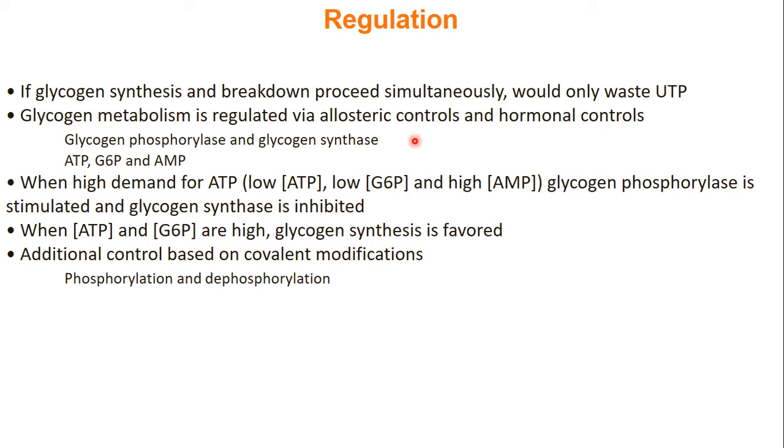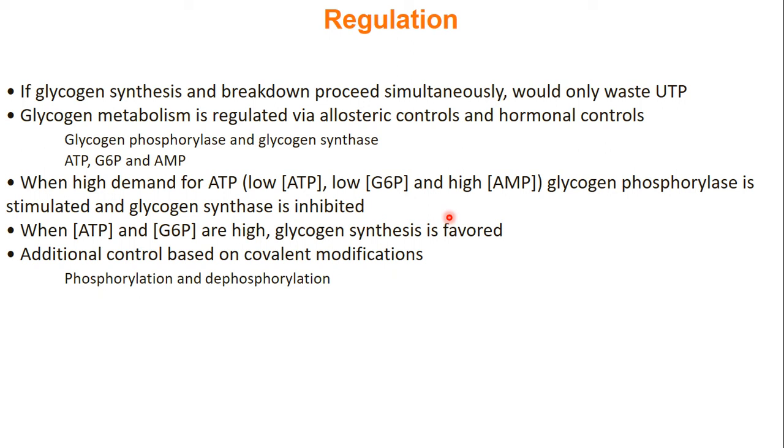Glycogen phosphorylase and glycogen synthase are going to be our main targets, and ATP, G6P, and AMP are going to be our allosteric regulators. Just for an example of how this works, when demand for ATP is high, which means in your cell you have low ATP concentration, low glucose 6-phosphate concentration, and high AMP concentration, glycogen phosphorylase is going to be stimulated and you're going to stop making glycogen because you need energy, so don't store glucose away. Break up glucose from glycogen.